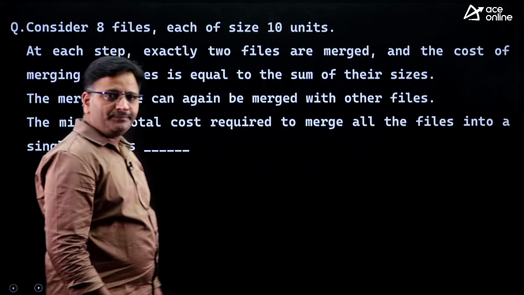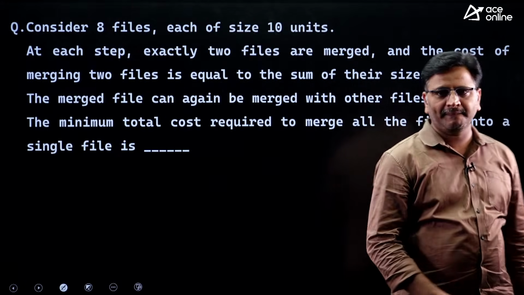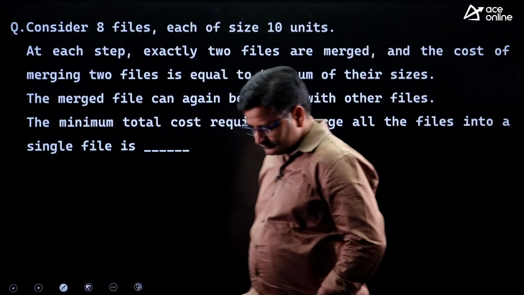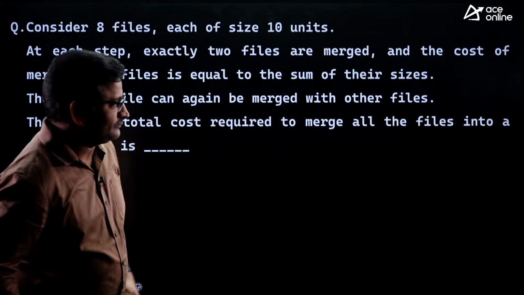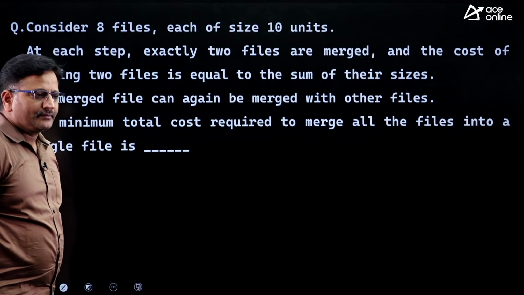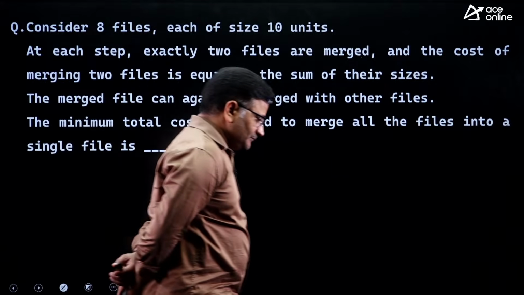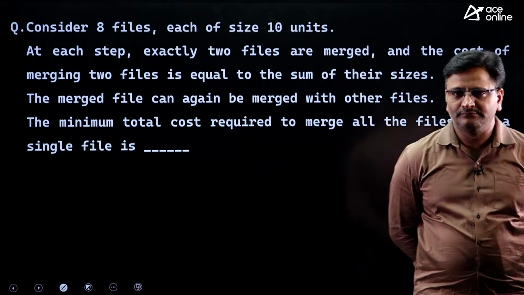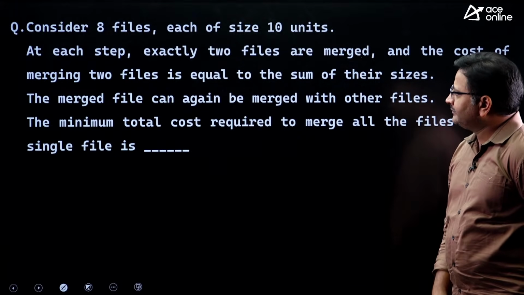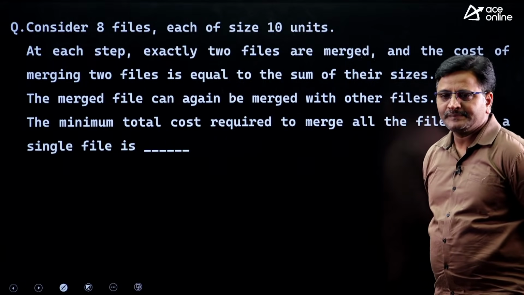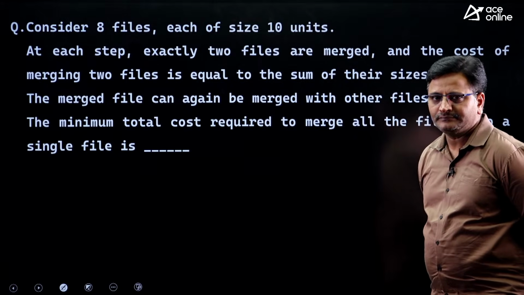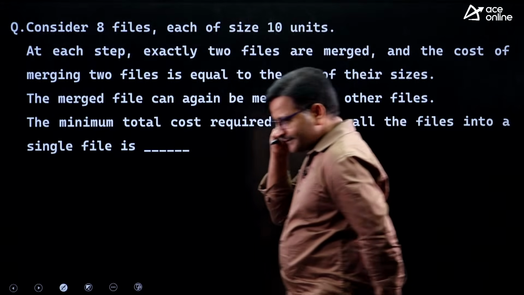Can you go through this problem? Right. So the time allocated for this question is completed.